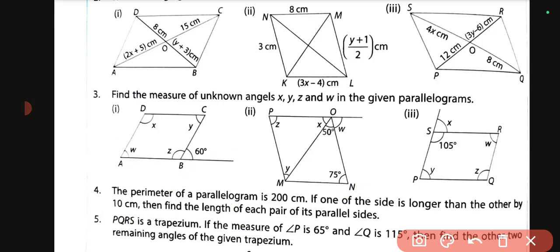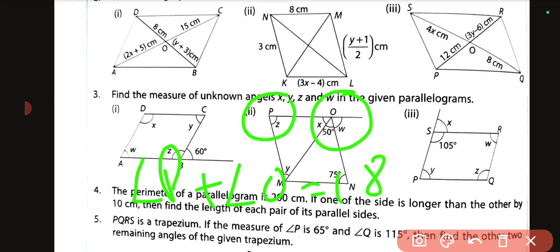Second step, now angle P and O are adjacent, and sum of adjacent angles is 180. So angle P plus angle O is equal to 180. Now value of Z is 75, so we can write Z plus, what is value of O? x plus 50. So 75 plus x plus 50 is equal to 180. Using this, you can find the value of x.